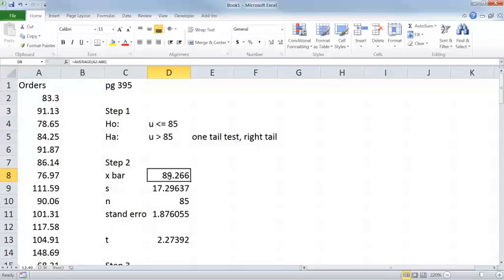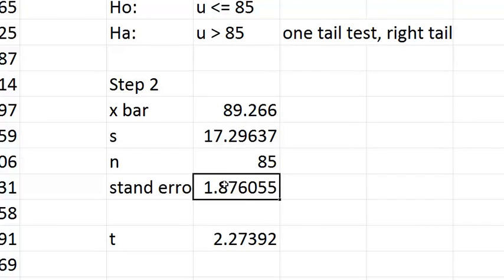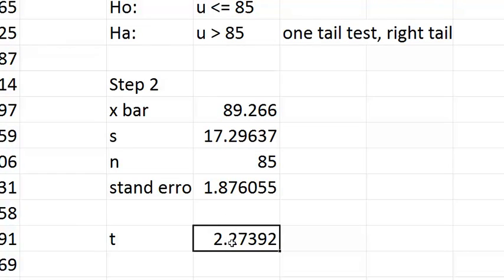And it makes sense, right? So our average was 89. Well, that's greater than 85. And our standard error got shrunk down pretty small because we had a pretty big n, right? So even though the standard deviation was big, we had a pretty big sample size, so our standard error got small. In fact, 89 is 2.27 standard errors away from 85, right? So it's pretty far out there.